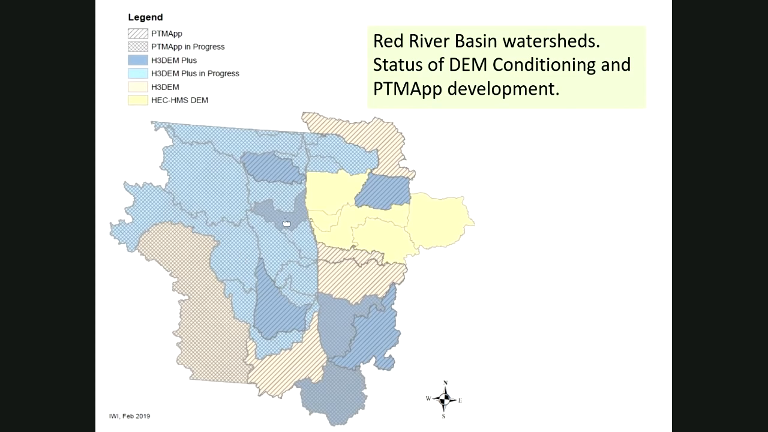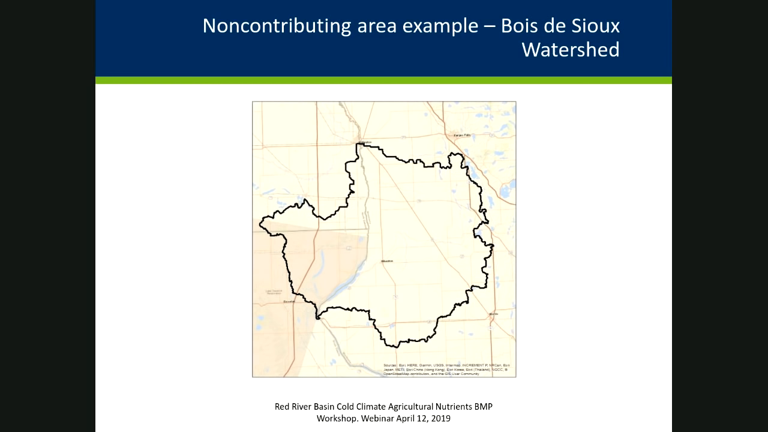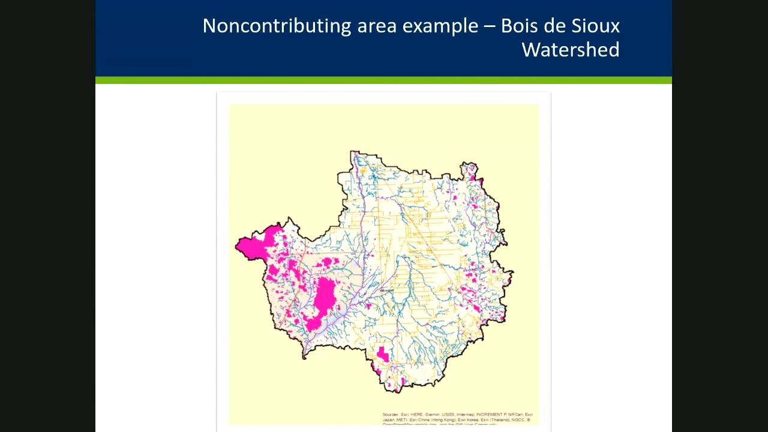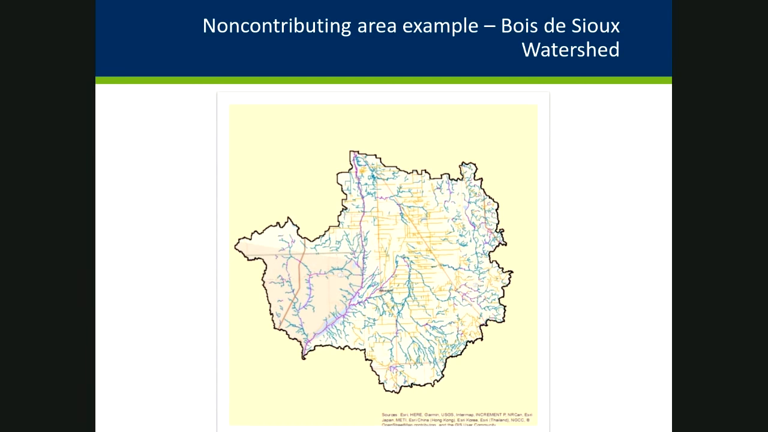The PTM app is another tool that's in development, trying to look for site-specific places on the landscape for putting BMPs on the ground. And I'll just mention non-contributing areas because I'm out of time, but we do have mapped non-contributing areas throughout the basin for a 10-year summer storm event.